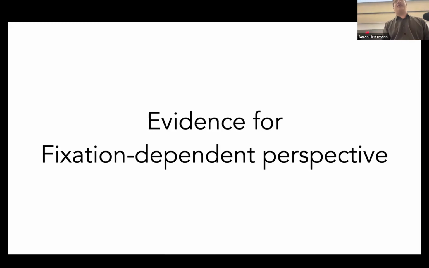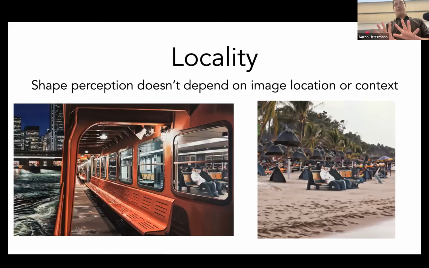These can also be seen as examples of evidence against pure linear perspective, in the sense of a single central projection for an entire image. So the first observation I want to make about perspective specifically is the notion of locality. That is, a lot of our shape perception, or maybe most or all of it, doesn't depend on where you are in the image or the content.